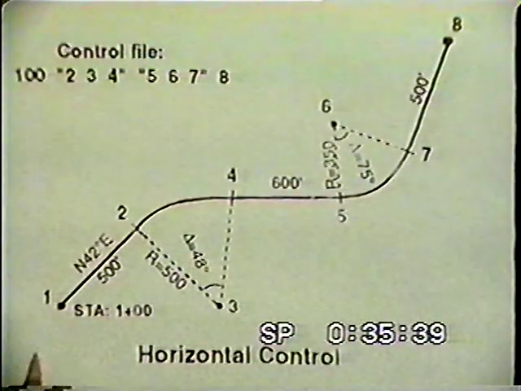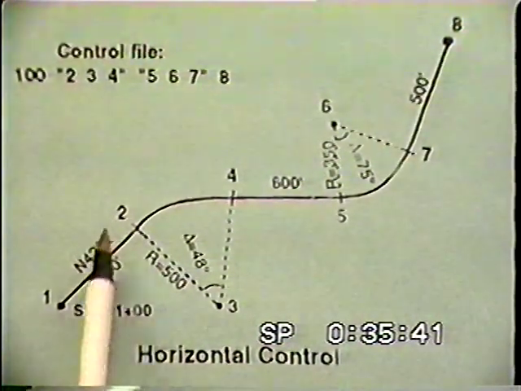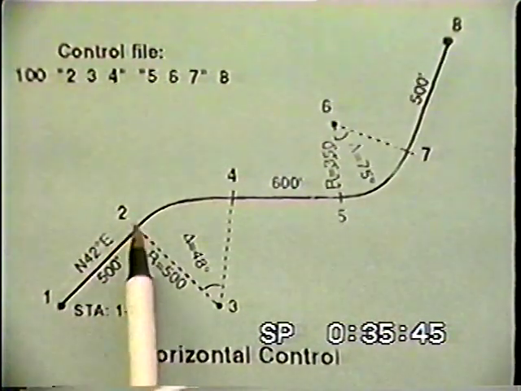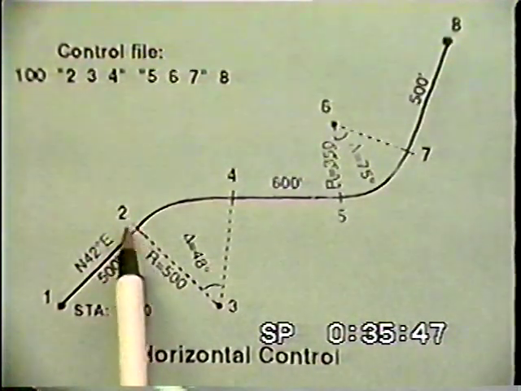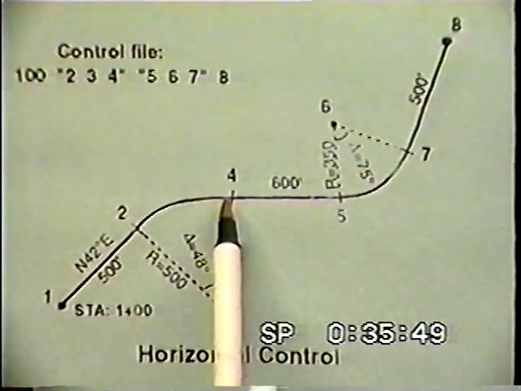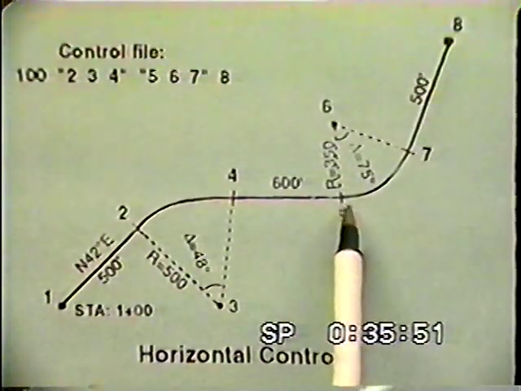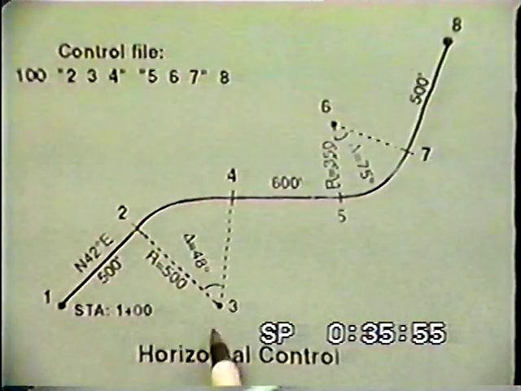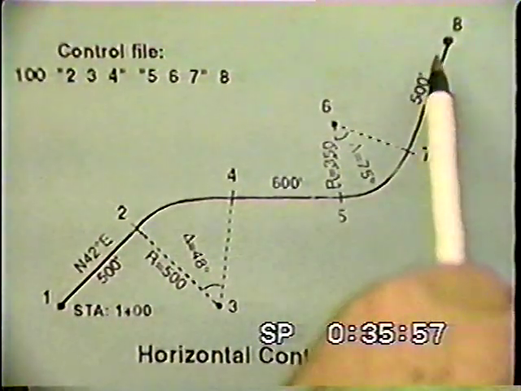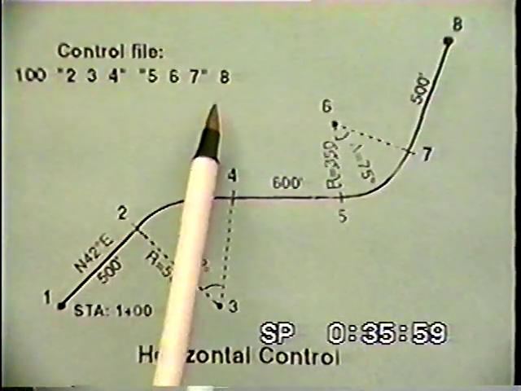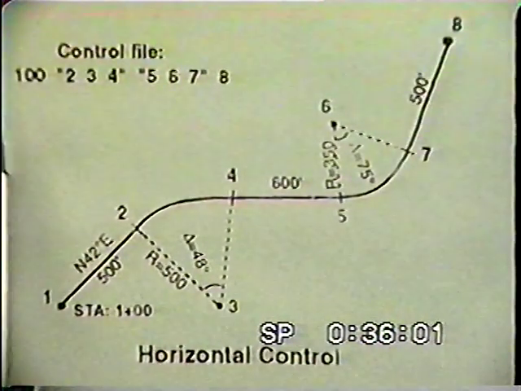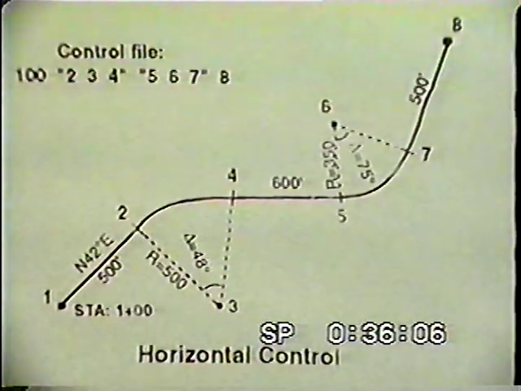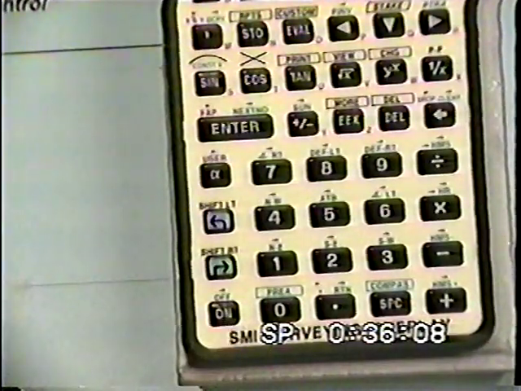We will create a job and store these points beginning at a point on the tangent, going to the PC of the curve, storing the curve center, PT, PC, curve center, PT, and a point on the tangent. Once these point numbers are stored in the 48, then we enter the control file as horizontal control. We will now show you how to do this. On key.